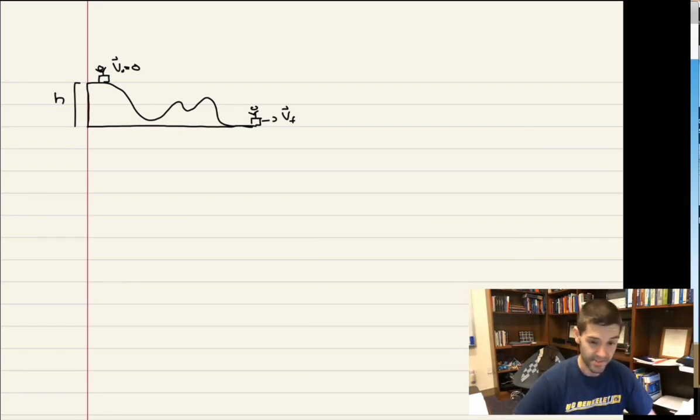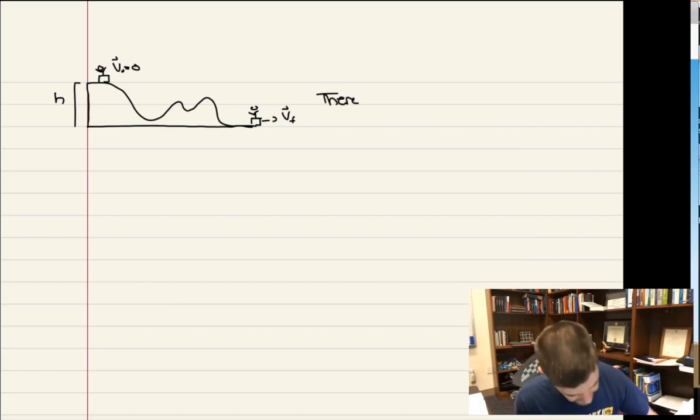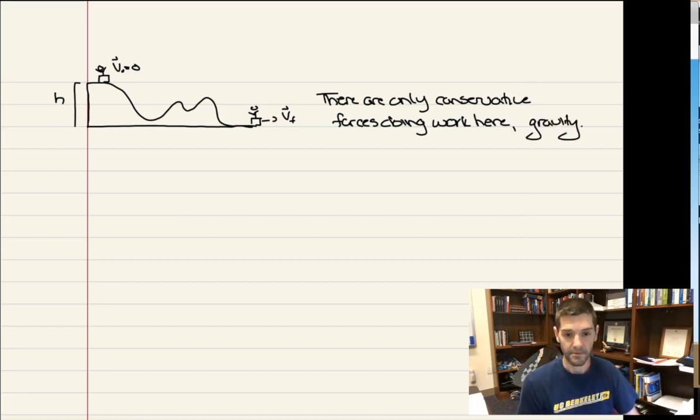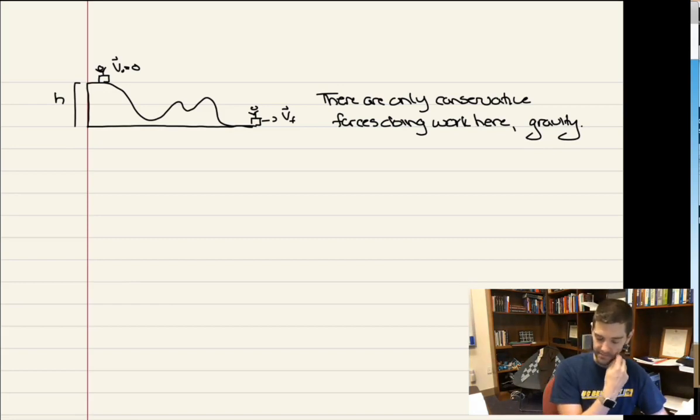Now, doing this with Newton's laws would be a mess. You'd have to know the exact shape of the roller coaster, how each of those hills and valleys are shaped. You would have to take into account both gravity and the normal force through a variety of different angles. Or we can identify the fact that there are only conservative forces doing work here. Namely, in this case, gravity is the only force that's doing any sort of work. The roller coaster itself is not doing work because the contact force is always perpendicular to your motion.